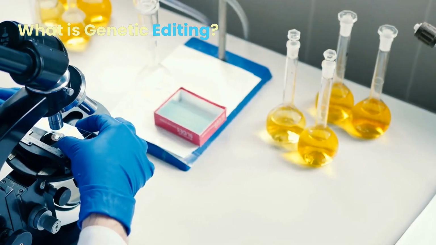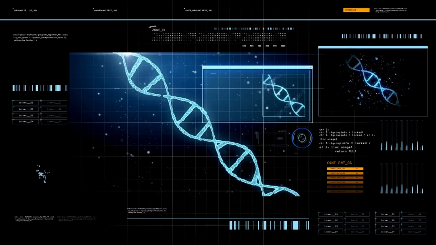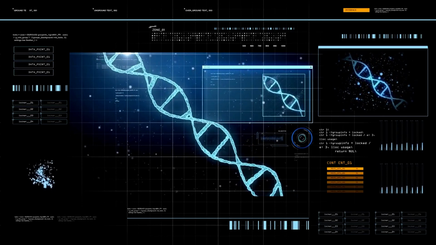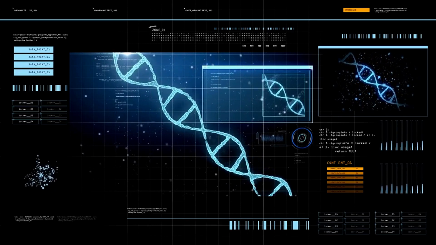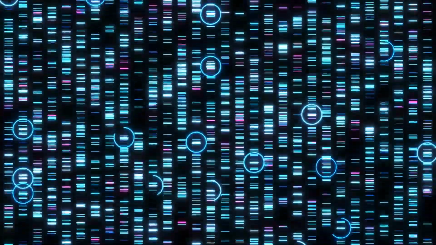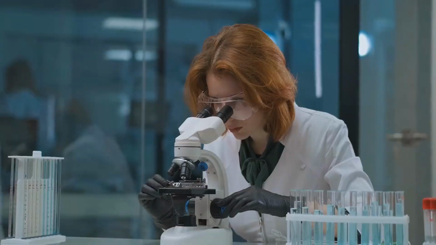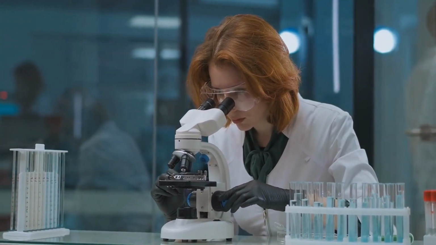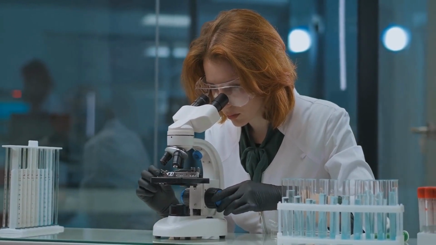First, let's talk about what genetic editing is. Genetic editing is the process of altering an organism's genetic code to modify or remove specific traits. This is achieved through a variety of techniques, the most common of which is CRISPR-Cas. CRISPR-Cas allows scientists to target specific genes and make precise changes to their DNA sequence.